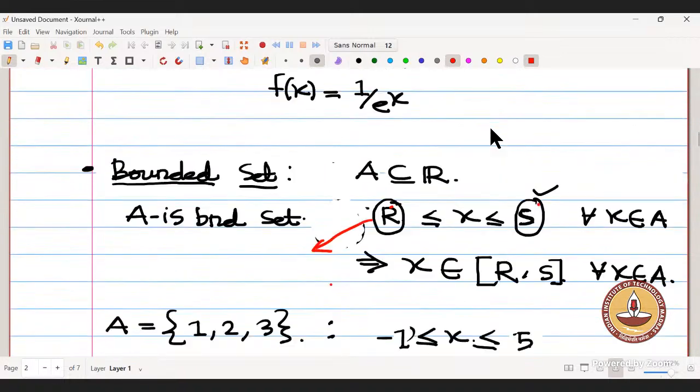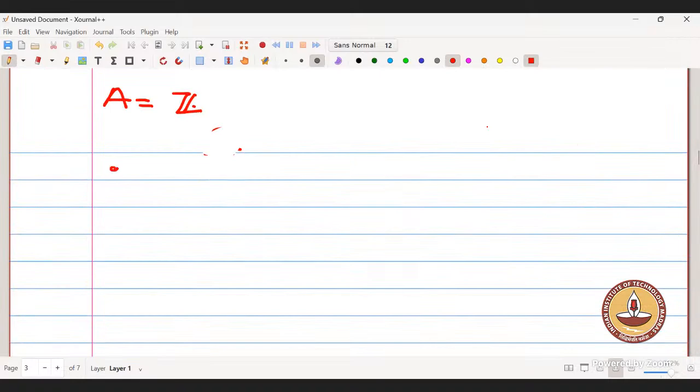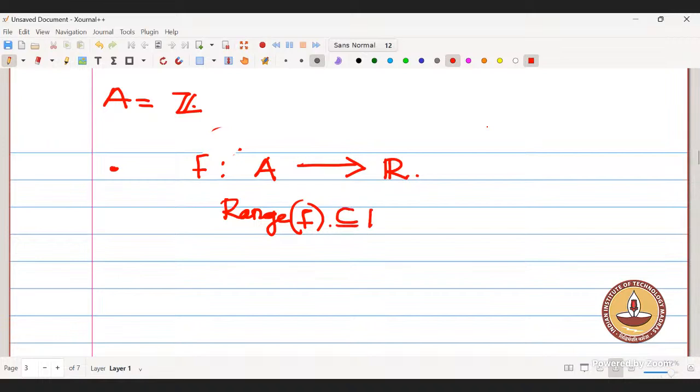Okay. So suppose you have a function from A to R, right? Once you have a function, you have a range for this function. And what is this range? It is a subset of what? Codomain. What is the codomain here? Codomain R. So this range is a subset of R.